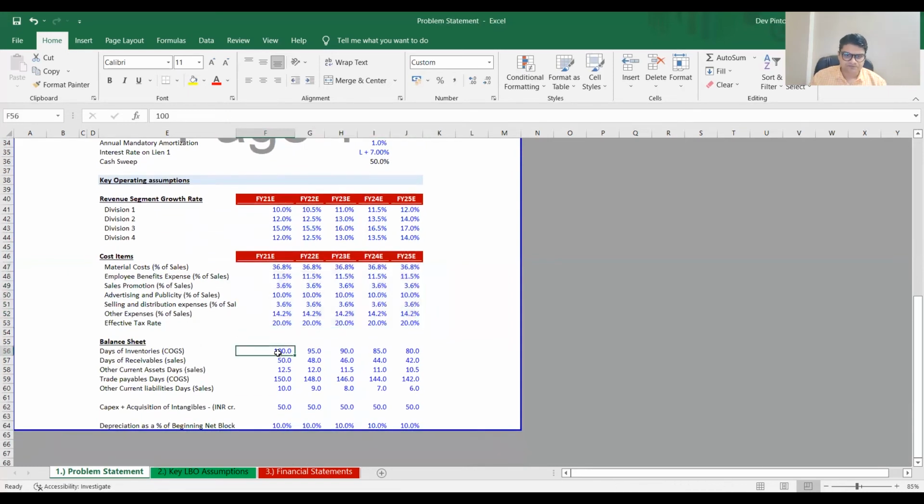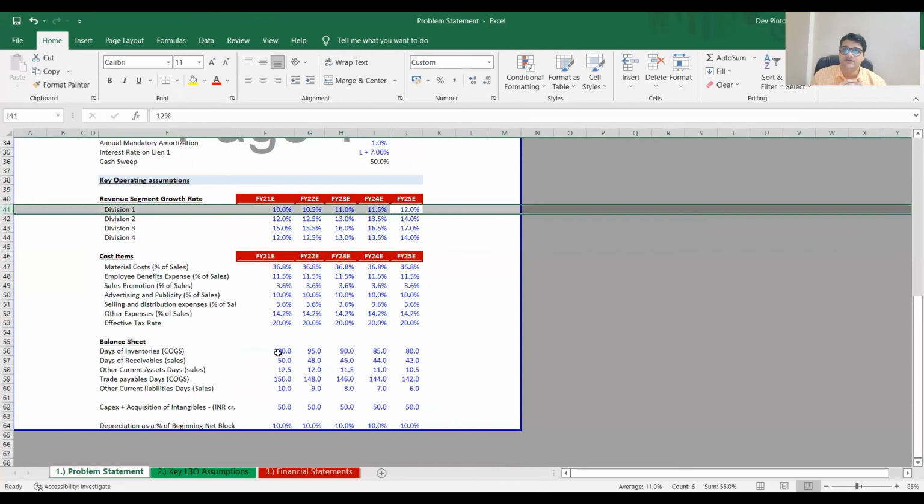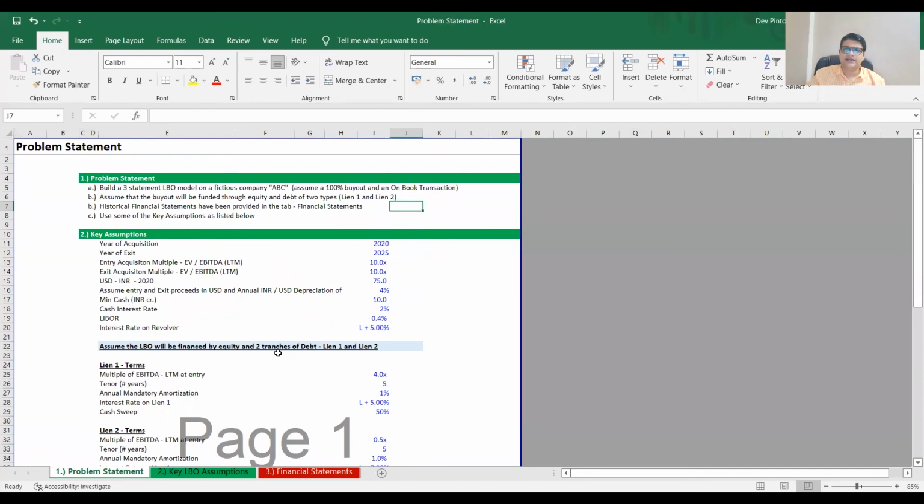Balance sheet, working capital, they've given us days. CapEx plus acquisition of intangibles, they've given us an amount in INR crores, and depreciation as a percentage of beginning net block is 10%. So I think the way we're going to build this model is we don't really have to think about the business, because, again, I'm trying to emphasize over here, the goal of this course was not to teach you about whether a 10% growth rate for, say, division 1 makes sense, because you don't even know what division 1 is. It is to say, hey, if we had this business model, how do we build an LBO on top of it?